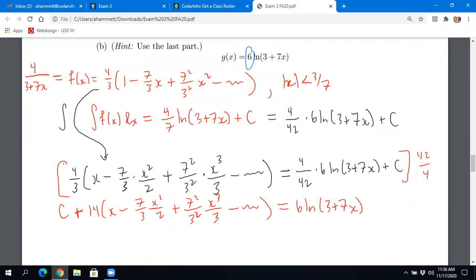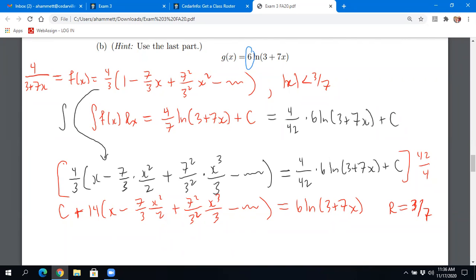And by the way, what is the radius of convergence? All we did was integrate the previous thing. What's the radius of convergence for this thing? It's the same. Remember talking about that? The radius stays the same if we integrate or differentiate. Okay, so the radius of convergence is still 3/7. We're still allowed to plug anything in between -3/7 and 3/7, not necessarily including the endpoints.